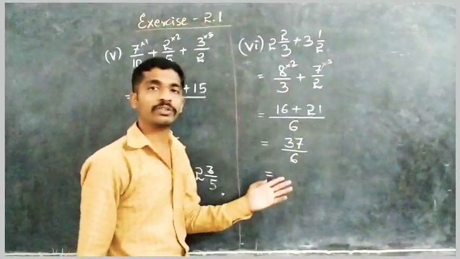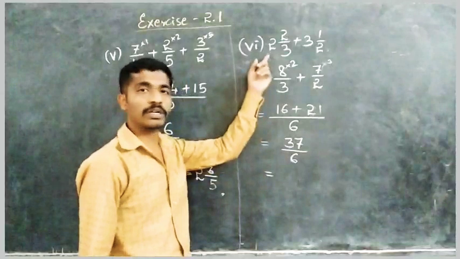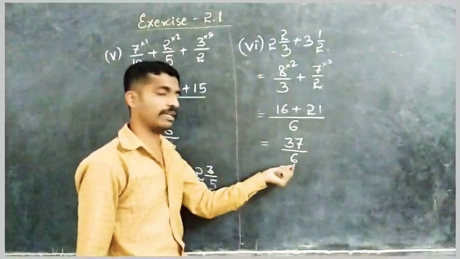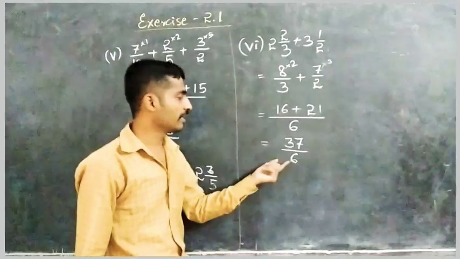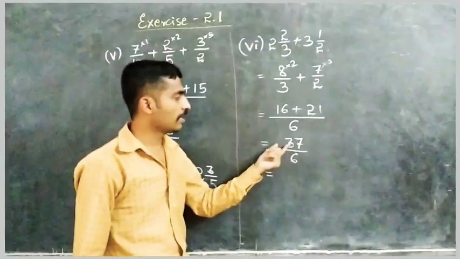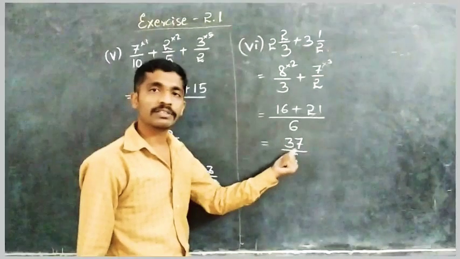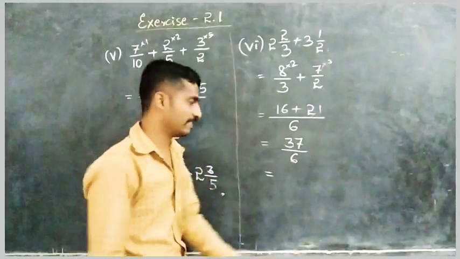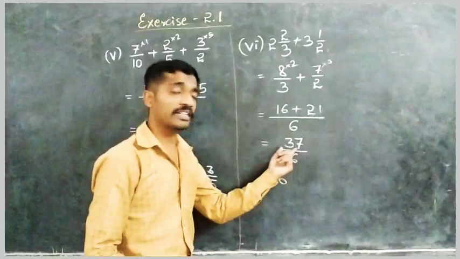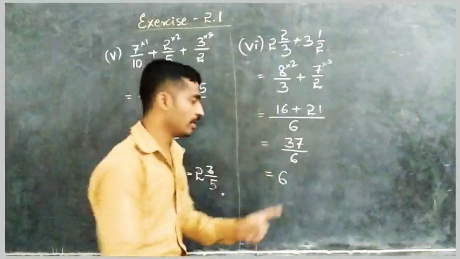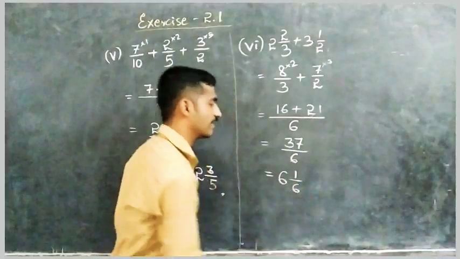So how to make it into mixed? Because our question is in mixed fractions, so now you also do it as a mixed fraction. 6 6s are 36. So here 37 is there. Remainder is 1. So 1 by 6.